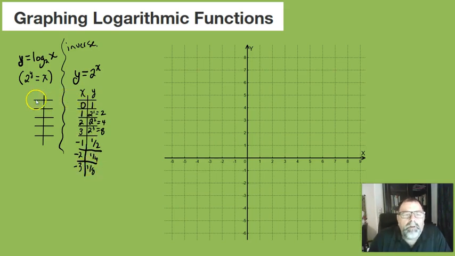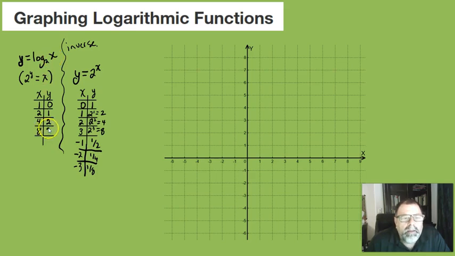And if we do the inverse of that, we're going to switch all these x and y's. If we did log base 2 of 1, it's going to be 0. Log base 2 of 2, it's going to be 1. Log base 2 of 4 is 2. And then the next one is 8. Log base 2 of 8 is 3.